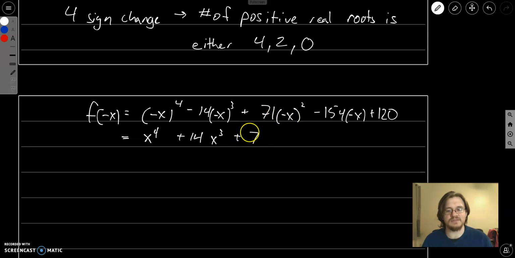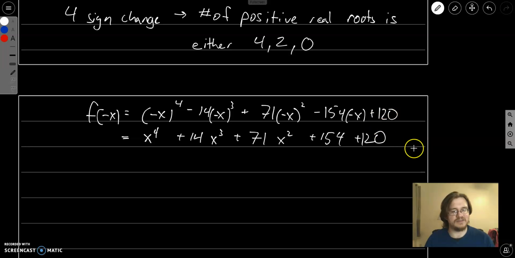71 times negative x squared, well, both those negative signs cancel. Negative 154 times negative x, again, all those negative signs cancel. And we just get 120. So there's no sign change here. There's no sign change here. No sign change there. And then no sign change there. So there are 0 sign changes.